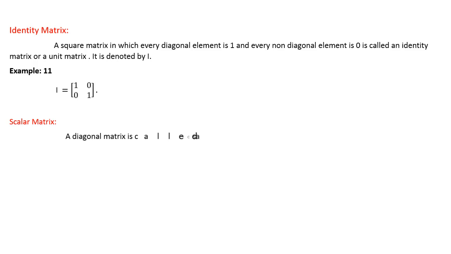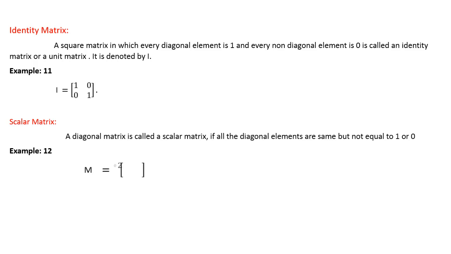Scalar matrix. A diagonal matrix is called a scalar matrix if all the diagonal elements are the same but not equal to 1 or 0. Example, M is equal to the matrix having elements 2, 0, 0 and 2. Another example, N is equal to the matrix having elements 2, 0, 0, 0, 2, 0, 0, 0 and 2.